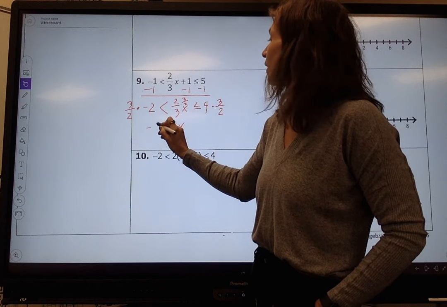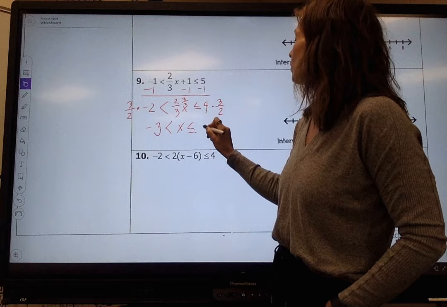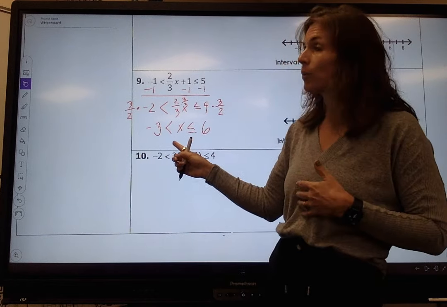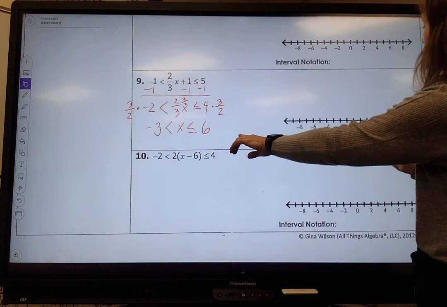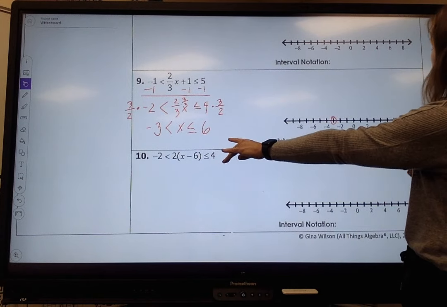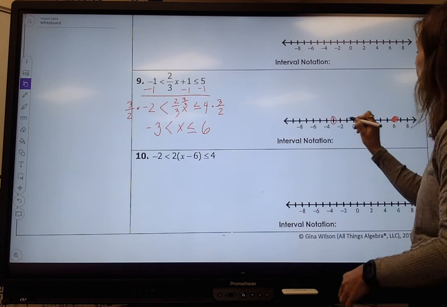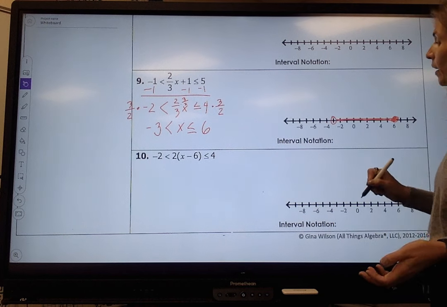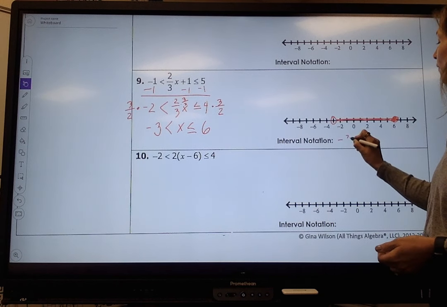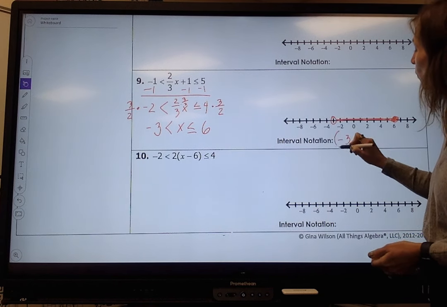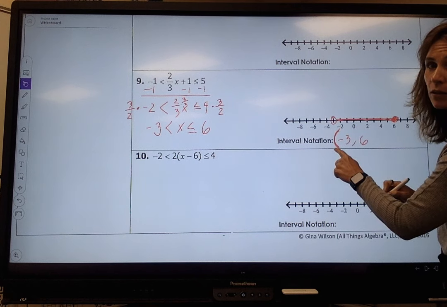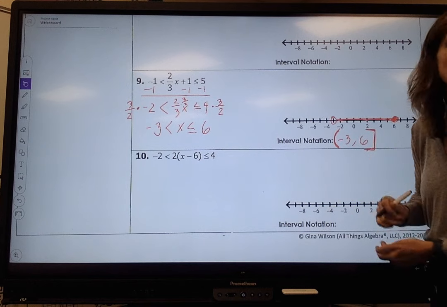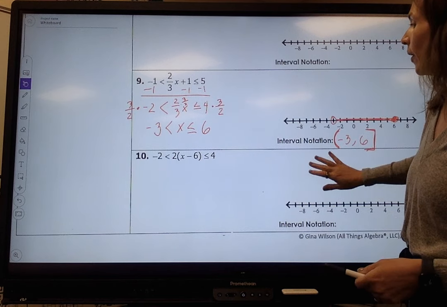Over here, I have negative 3 is less than x is less than or equal to 6. Notice, it's already written least to greatest. One variable in the middle, they go towards each other. So on my graph, open circle on negative 3, closed circle on 6. They go towards each other because it's an and statement. So my interval notation is going to be negative 3 to 6, parenthesis on negative 3 because it's open circle, and a bracket on 6 because 6 is a part of the solution. Okay?